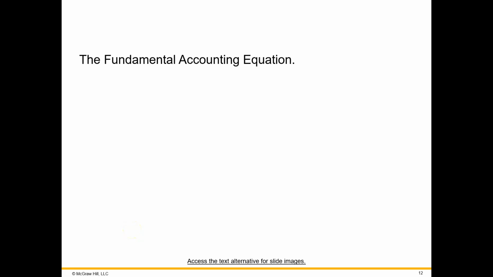All right, so the next thing we're going to move on to is the fundamental accounting equation. This is something you are going to hear me repeat 10,000 times over the course of this class. You need to know this fundamental accounting equation.